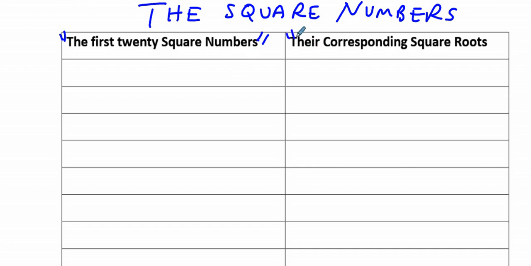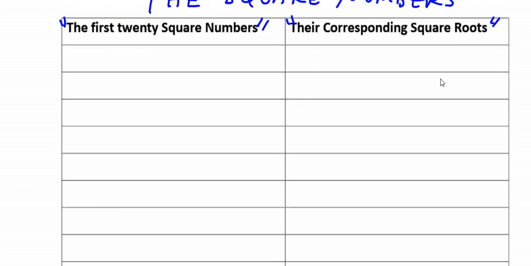And in this column, we'll be looking for their corresponding square roots. How do we get square numbers? They are saying the first 20 square numbers. Okay, for demonstration purpose, I will be writing the position number of such a square number.